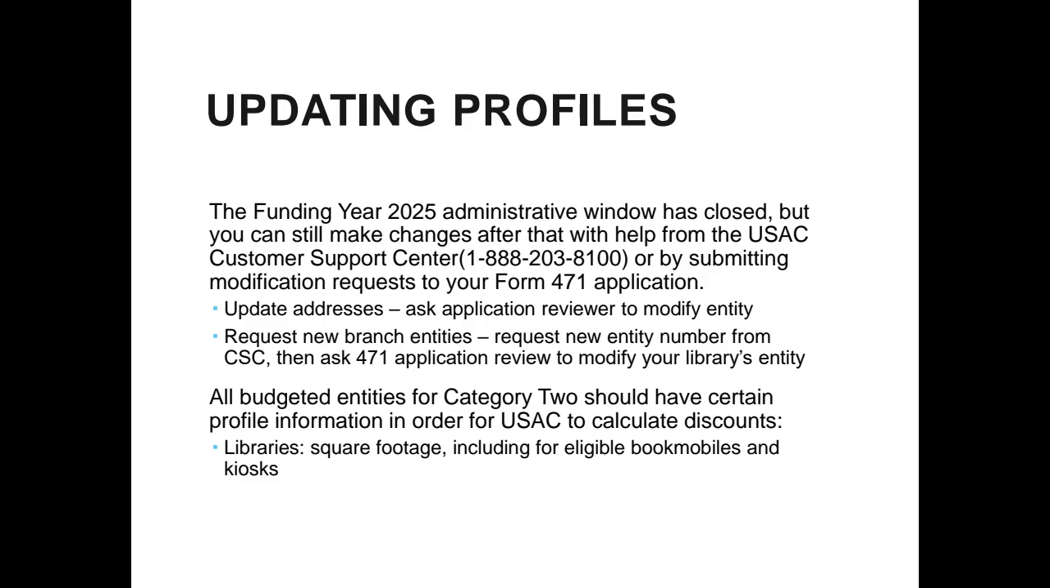All right, so the administrative window for making profile changes for various entities has closed, but we can still make edits if needed. For example, if you've got a branch under construction and need to add it to your system, or if you need to update the square footage of a particular branch, those changes can be made during E-Rate application review. Based on documentation you'll submit to the application reviewer, you may have a higher budget than what the system currently says.